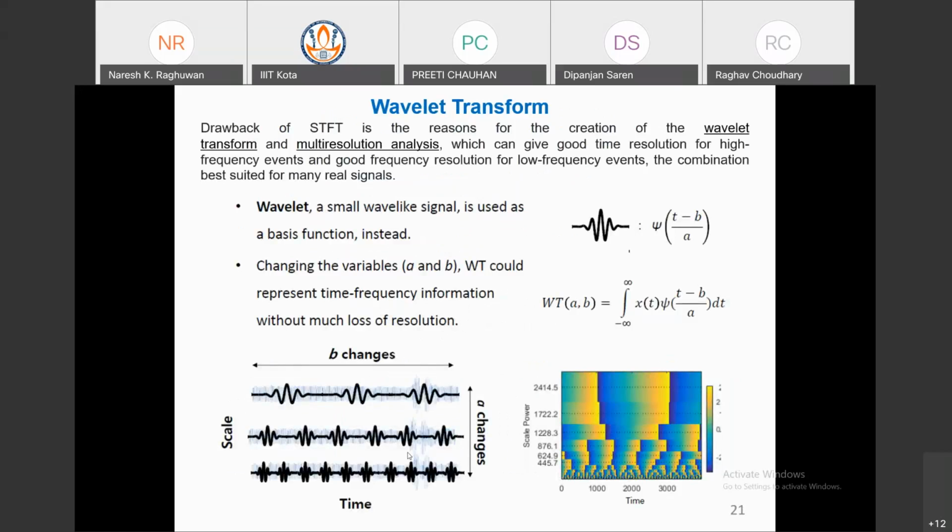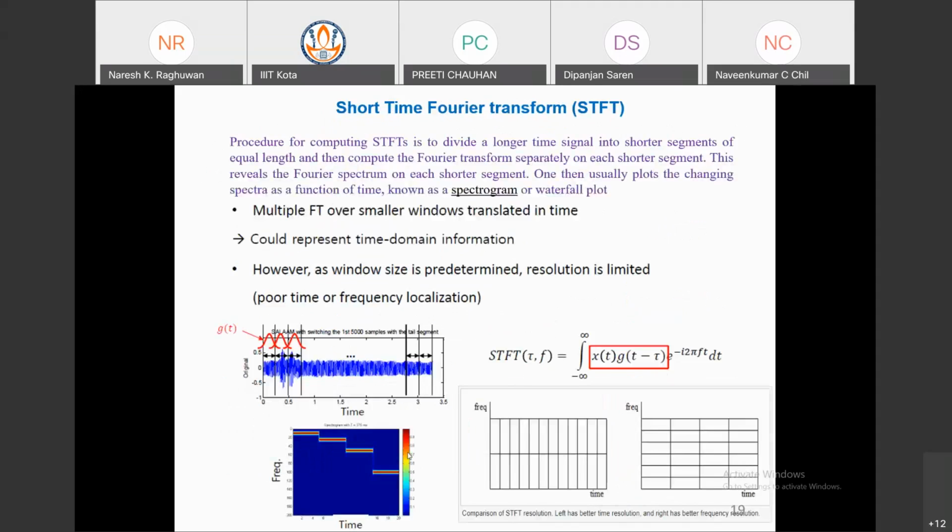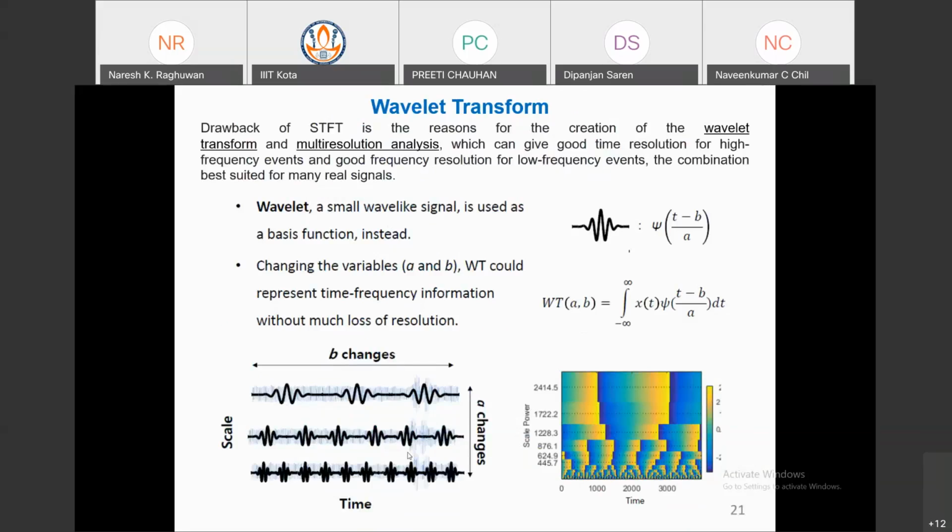The third one is the time frequency, the wavelet transform. There are some advantages of the wavelet transform over the short time Fourier transform. In the short time Fourier transform, the problem is the resolution of the frequency. The resolution is not good in this case. The drawback of the short time Fourier transform is the reason for the creation of the wavelet transform, and multi-resolution analysis.